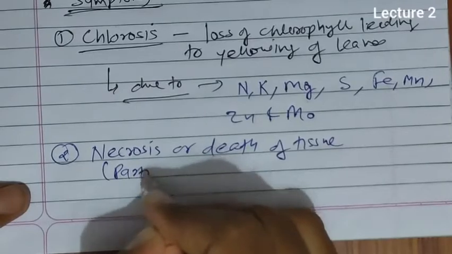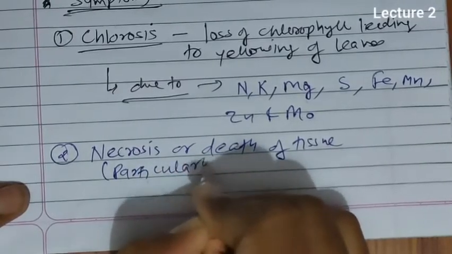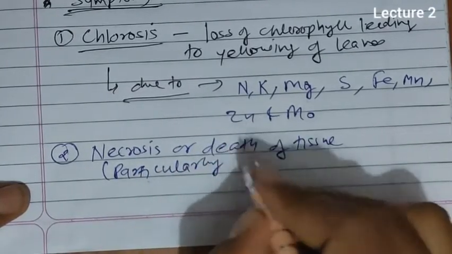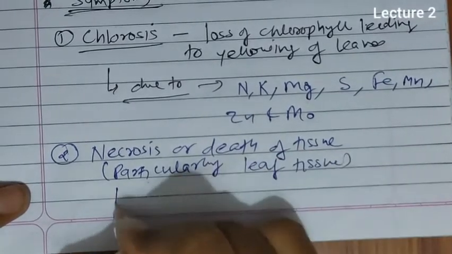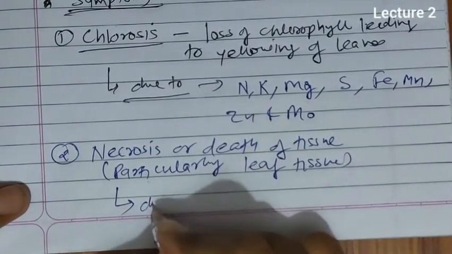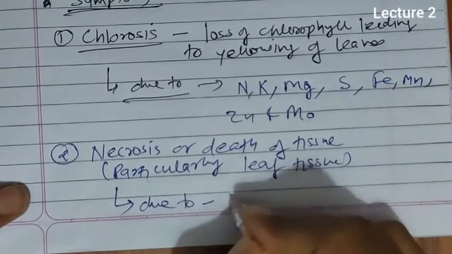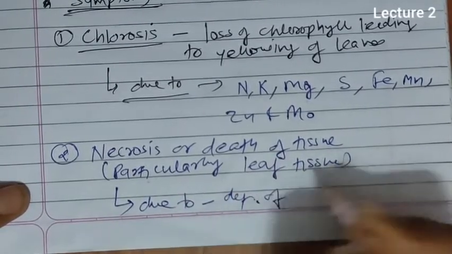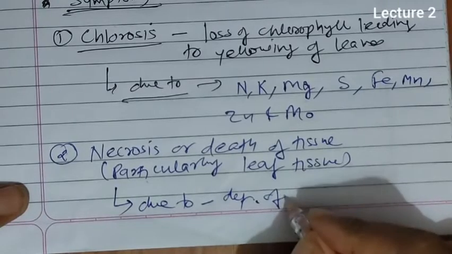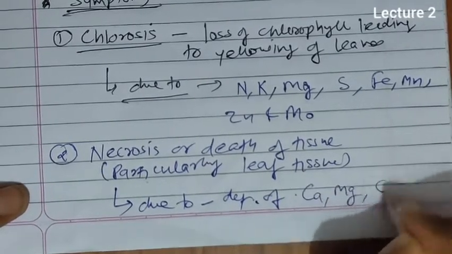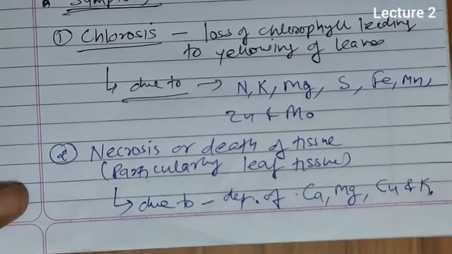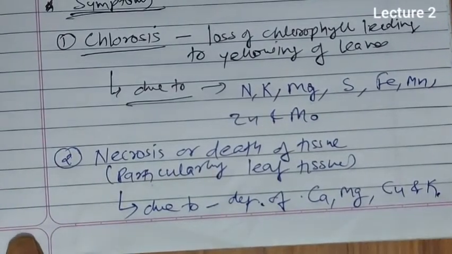particularly leaf tissue, then it is due to deficiency of calcium, magnesium, copper and potassium.